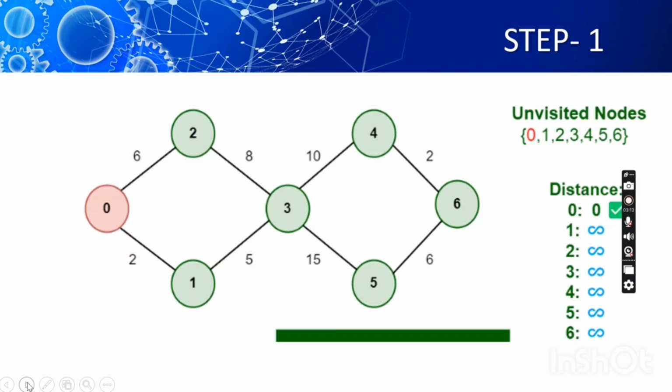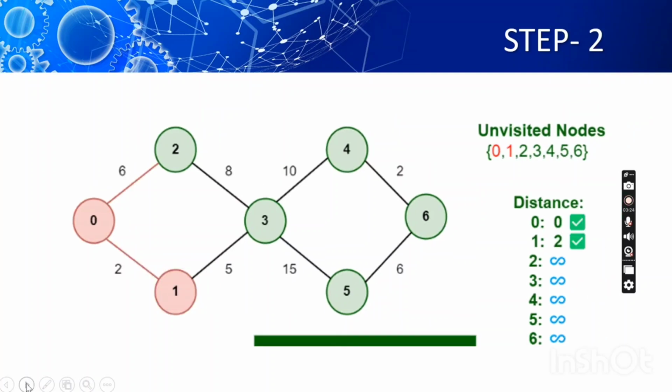Step 1. Start from node 0 and mark the node as visited. In step 2, check for adjacent nodes. Now we have to choose either node 1 with the distance 2 or node 2 with the distance 6. In this step, node 1 is the minimum distance adjacent node. So mark it as visited and add up the distance. Now the distance from node 0 to node 1 is equal to 2.